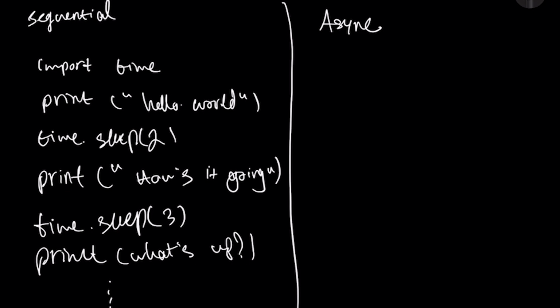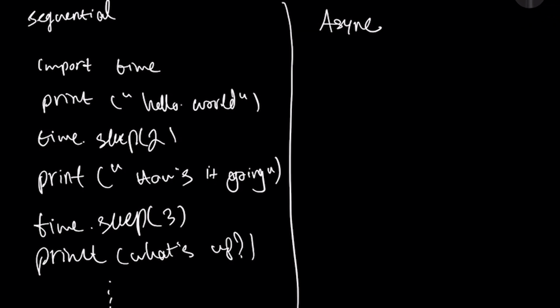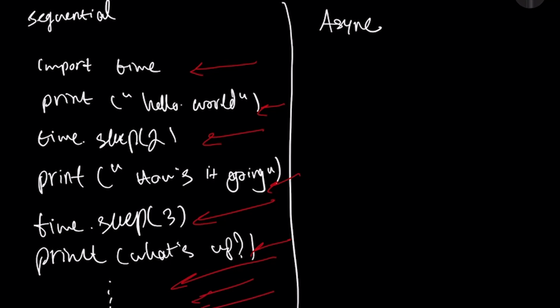On the left hand side, what is happening? The code is just running. Okay, import this one, print this one, wait 2 seconds, do this, then wait 3 seconds, then do this, then do everything. It goes in sequence, or things are run sequentially.